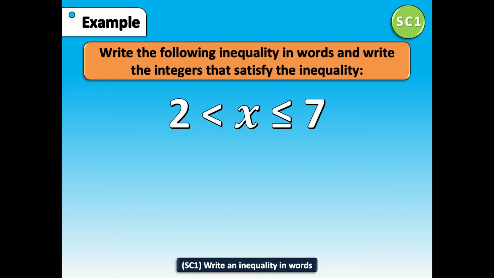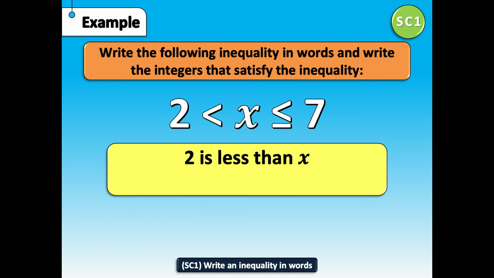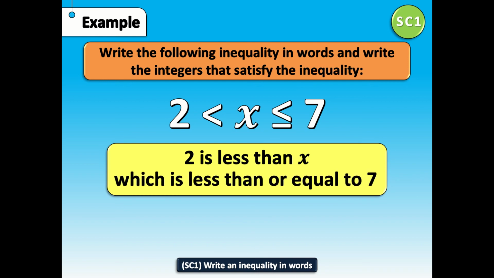This inequality means x is in between 2 and 7. So 2 is less than x, and x is less than or equal to 7. So x can't be 2, but it's any number greater than 2, but less than or equal to 7. So it can only be the integers 3, 4, 5, 6, or 7.